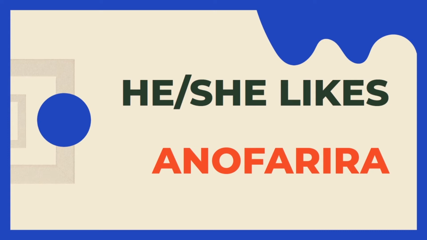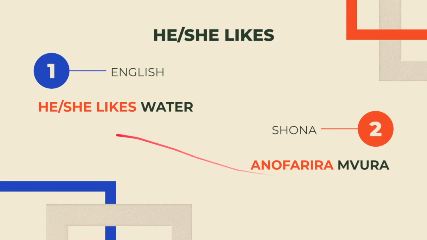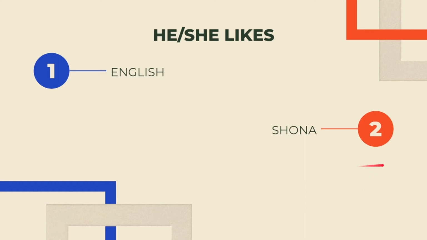So let's do some example sentences so that you can get a better understanding of how to use this phrase. The first example sentence is he or she likes water. In Shona, that becomes anofarira mvura. He or she likes becomes anofarira. Water in Shona it's mvura. Anofarira mvura.